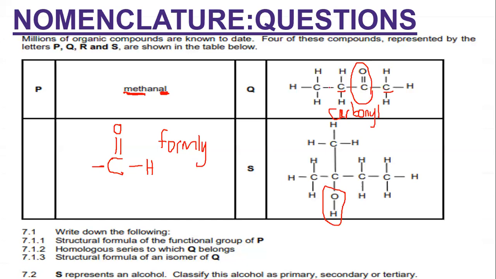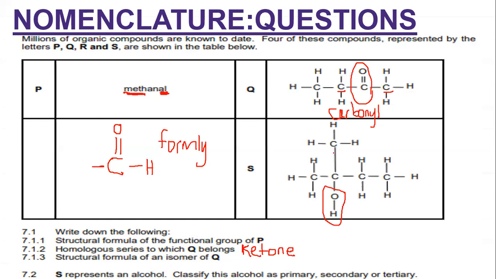Because the carbonyl group is between the two carbons, we know this has to be a what? A ketone. So if they ask us, the homologous series of Q would be a ketone. There it is. You can see my handwriting is not as beautiful as yours because I'm using a mouse. So that would be a ketone, which is the homologous series of Q.